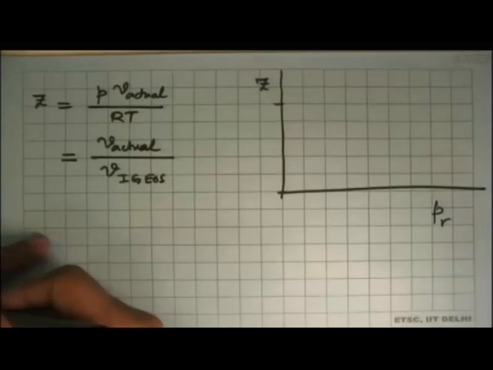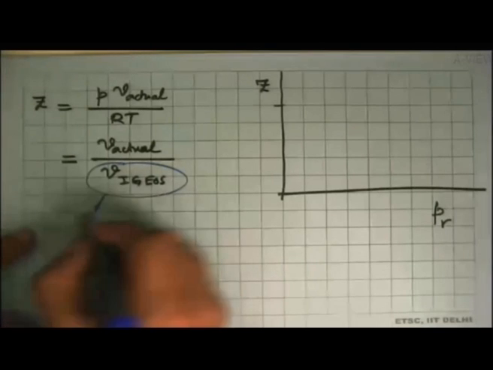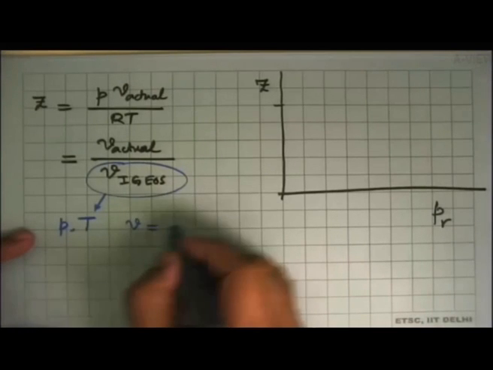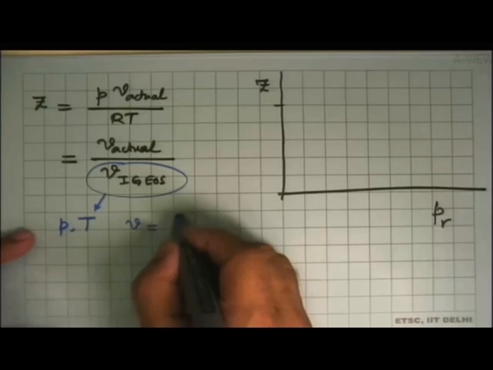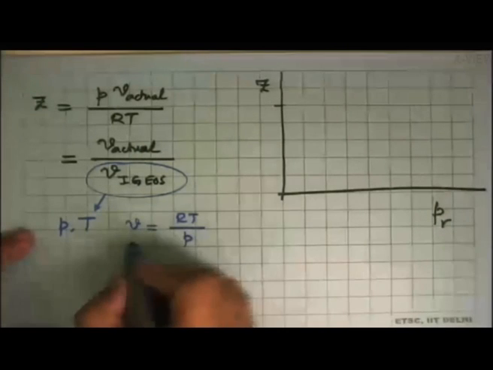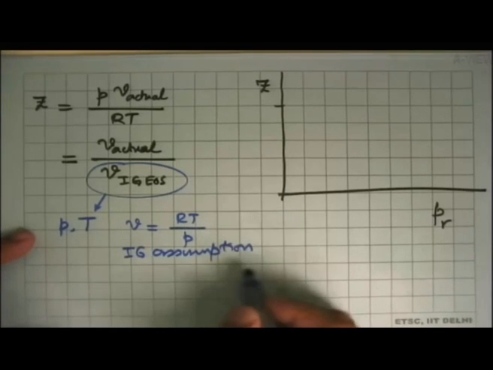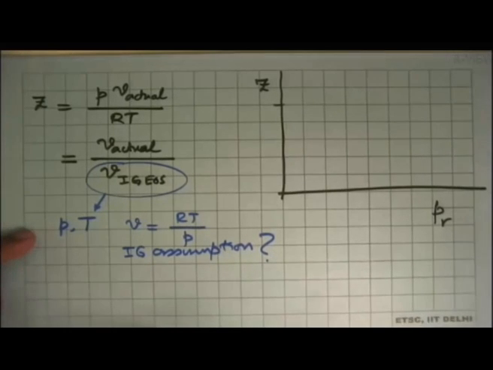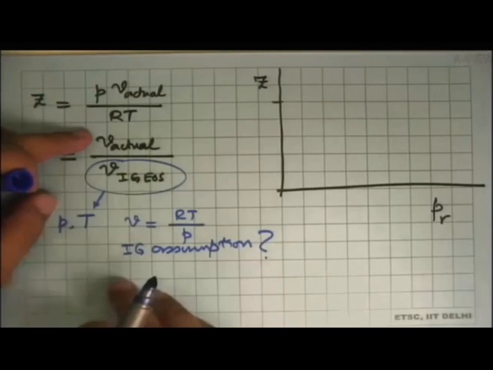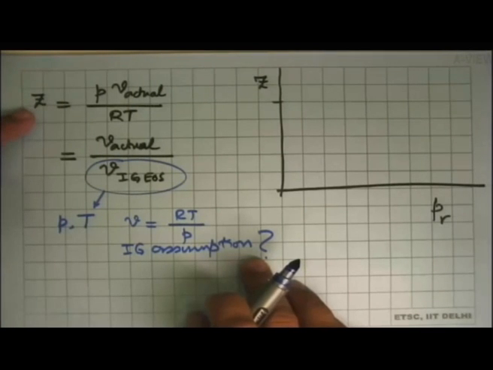What we are saying is that when we talk of the ideal gas equation of state, if you have any pressure, any temperature for a material, nothing stops us from saying that I will calculate V as RT upon P. But this is from the ideal gas assumption, and the question is how good is this assumption? That is what this ratio tells us: we measure something in the laboratory, divide by what the ideal gas equation of state tells us, and we get the compressibility factor Z.